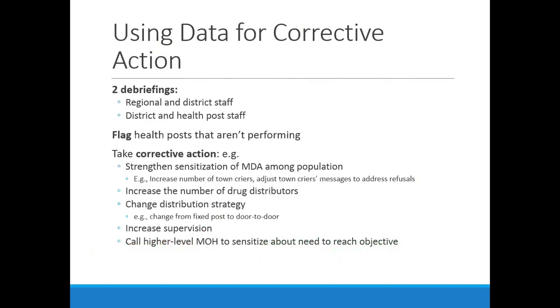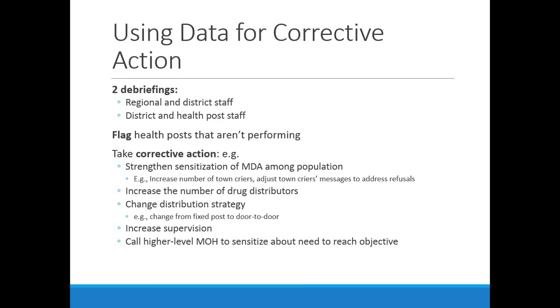So we talk about the problems, we talk about the number of drug distributors, we talk about the days of supervision. These are things that we talk about. We can see exactly where we need action. We need action where it is red, we need action where it is yellow. So we can also strengthen sensitization. We can increase the number of drug distributors when it's necessary, or change the distribution strategy.